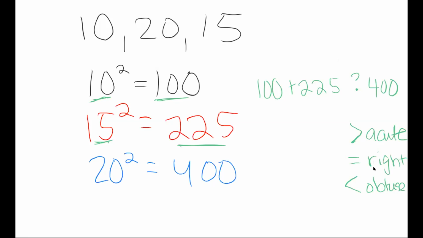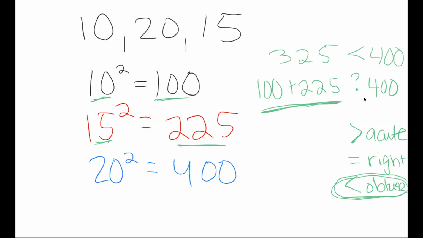Someone I haven't heard from. So let me hear from Eli. You haven't answered the question yet. Go ahead, Eli. It's obtuse. Okay, how do you know that? Because the largest side length is larger than the other two combined. Awesome, good. So if we take 100 and add 225, that's going to give us 325, which is going to be less than 400. And if that happens, that gives us an obtuse triangle.